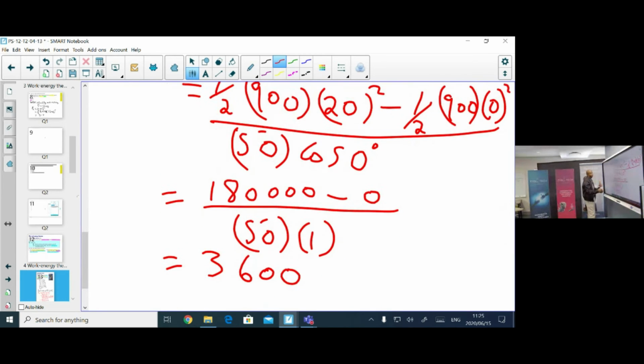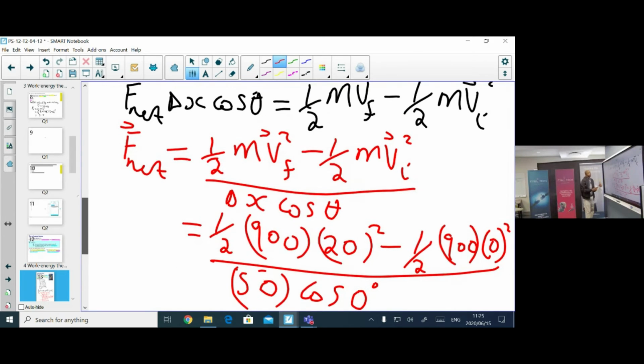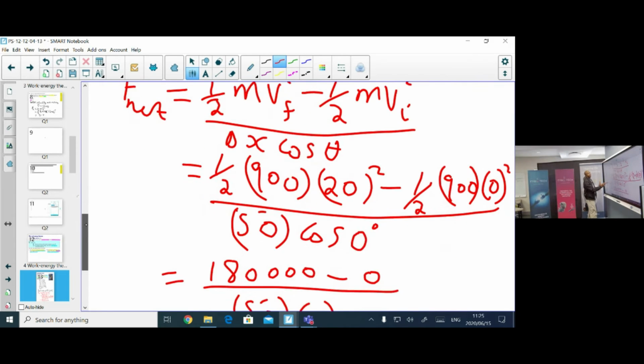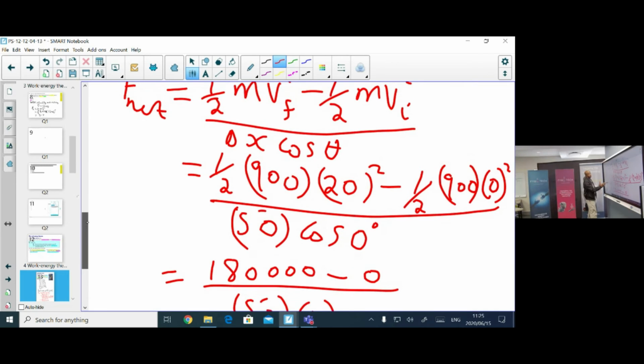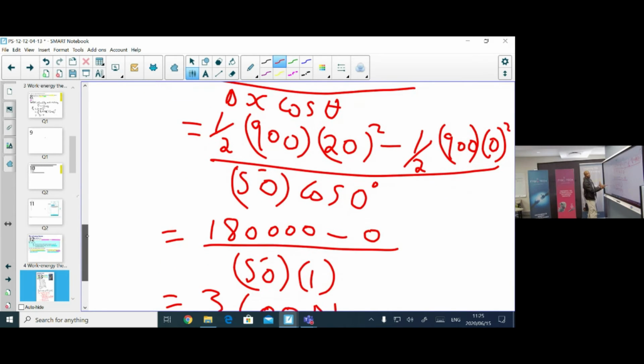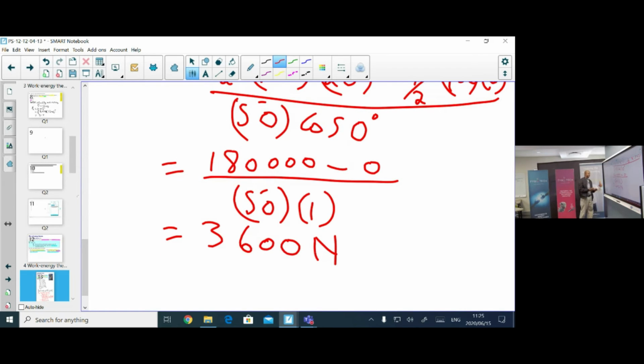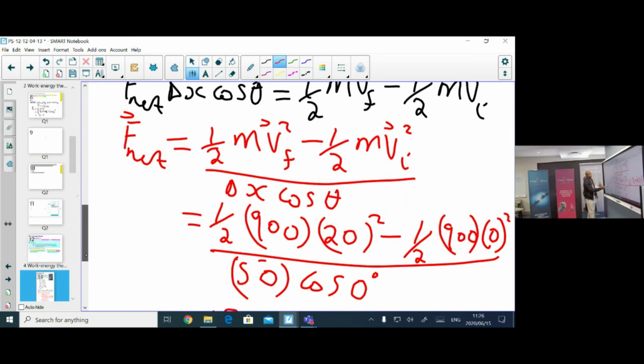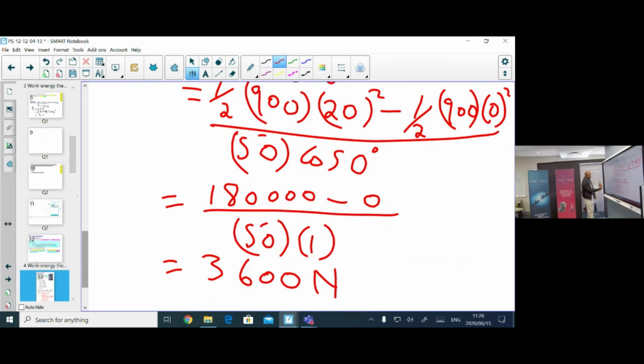This is your net force, in what? In newtons. What I need you to do, you have to double check all the time. The mass is 900, correct? And then the velocity is 20. And then change in x, which is 50 cos 0. And then we have 3,600 newtons. I think you have used your calculator to reach where I reached, or get what I got there.